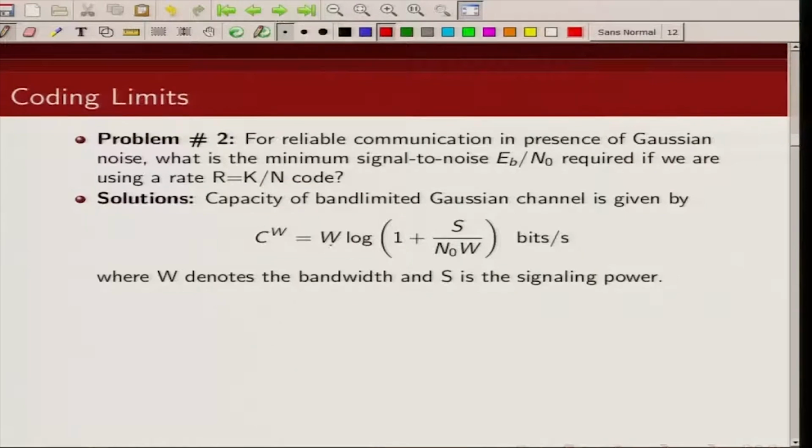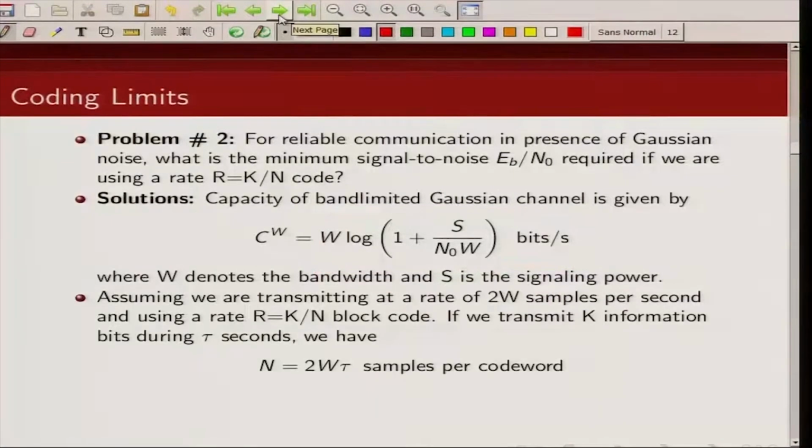Now, we know for a band limited channel, the capacity is given by this expression. Let us say we are transmitting at Nyquist rate. So, we are transmitting at 2W samples per second and we are using a rate k by n code. If we transmit k information bits during time tau, then number of samples per code word that we are sending is 2W tau.